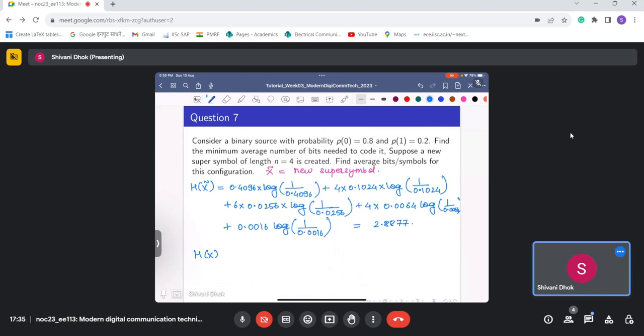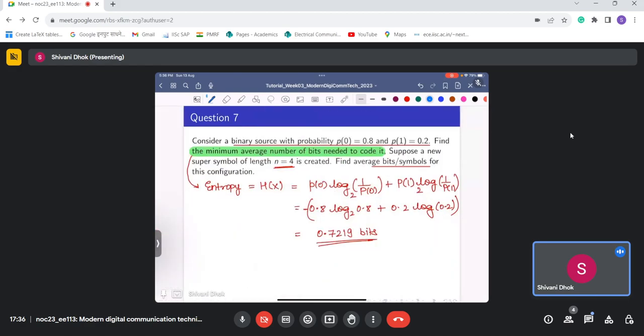Okay, and now this H(x tilde) by n will be 2.8877 divided by 4. So this comes out to be 0.721925 bits, which is very close to what we have obtained here.